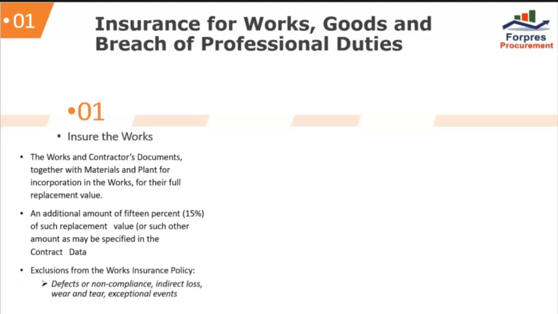Number C is exclusions from the works insurance policy. The insurance cover provided by the contractor may exclude any of the following. Number 1 is the cost of making good any part of the works which is defective, including defective material and workmanship, or otherwise does not comply with the contract, provided that it does not exclude the cost of making good any loss or damage to any other part of the works attributable to such defect or non-compliance.